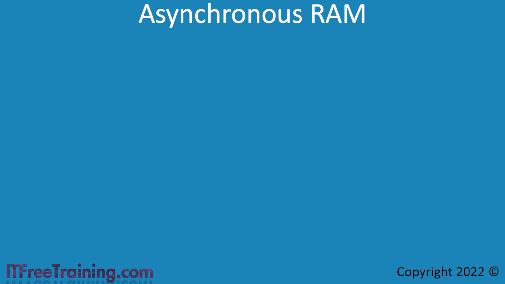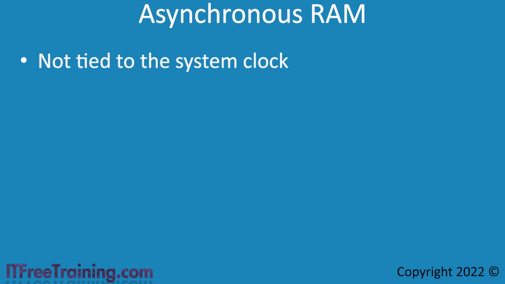Asynchronous memory is the older style of DRAM. The newer memory modules are synchronous DRAM, which I will cover in a moment. Asynchronous RAM is not tied to the system clock. This means that the operation of the CPU and the memory modules is not synced together. As the CPU and memory modules are not in sync, there may be delays getting data out of the memory modules. This was not a problem in older computers, but as computers started getting faster, this became more of an issue.